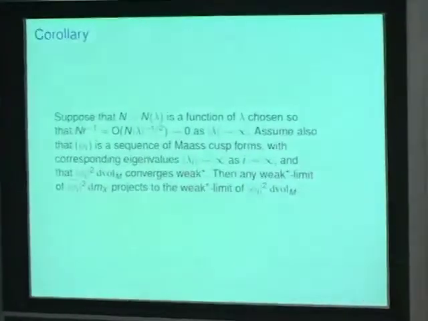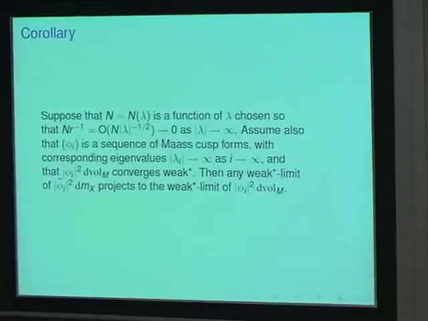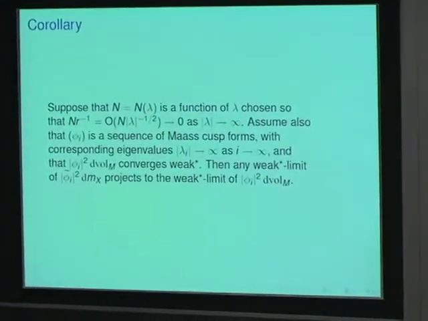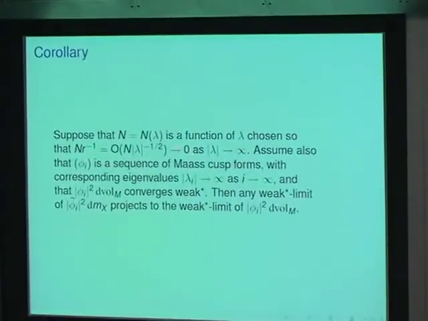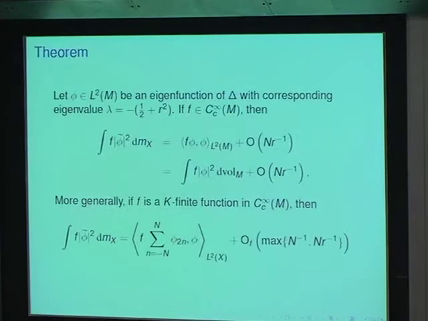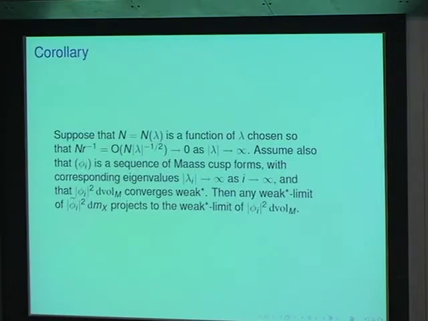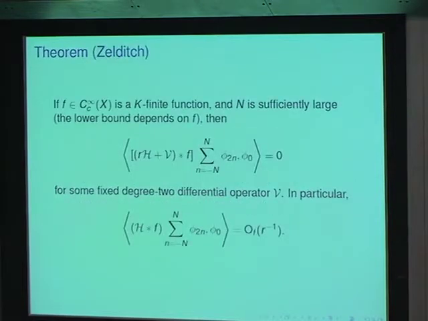So this is the corollary. If we define the n in such a way that the n times r inverse goes to 0, then because of the first portion here, the lifted measure that we get is really a lift. It projects down to the old measure. I said that before. Okay.